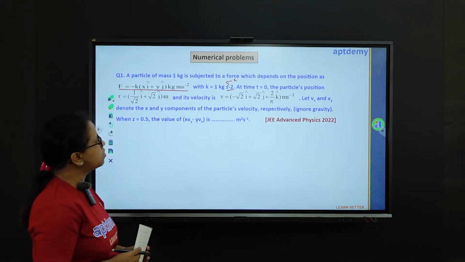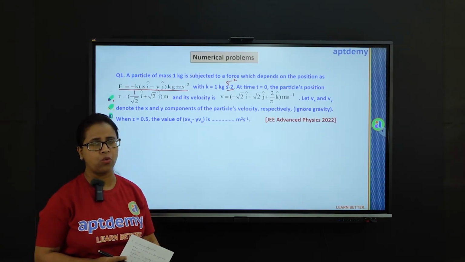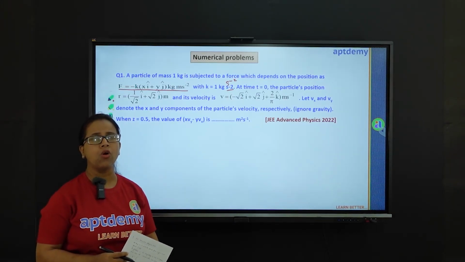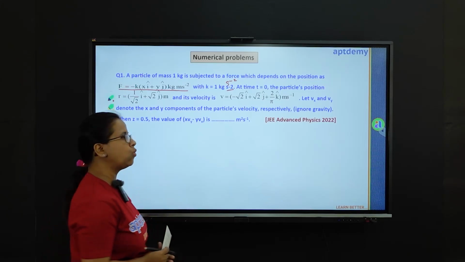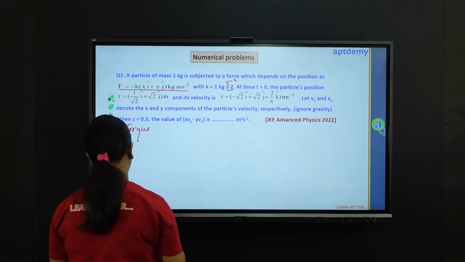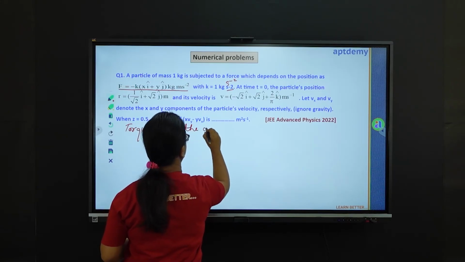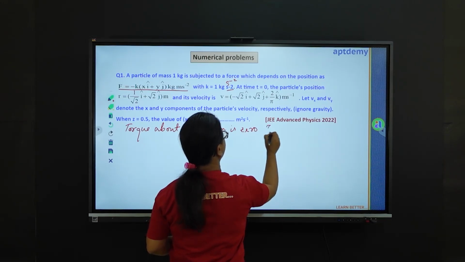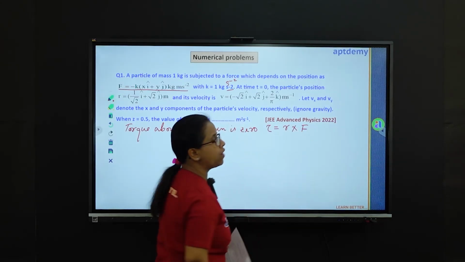Now when this is the case, we come to know from the question itself that the torque about the origin will be 0, and if torque is 0, then from the principle of conservation of angular momentum, we know that the angular momentum will be conserved. So let's begin with that. The torque about the origin is 0. So torque, indicated by the letter tau, is equal to r cross F, all being vectors.